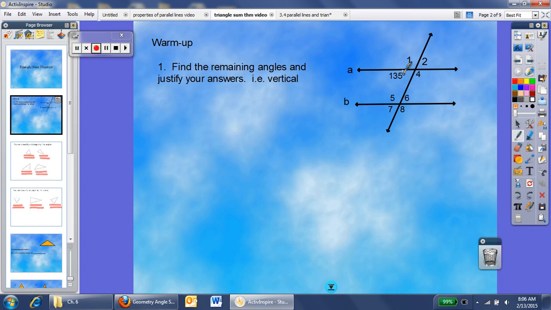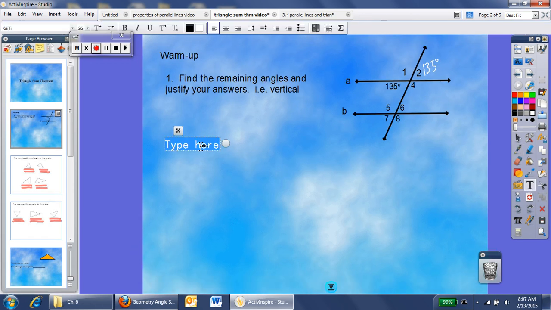Let's just fill in anything that's vertical to it or corresponding with the 135, since we know that those will be congruent. So looking in this part here, angle 2 would have to be 135 degrees. Those are vertical angles, so we can list that out over here. So angle 2 equals 135, and those are vertical angles.